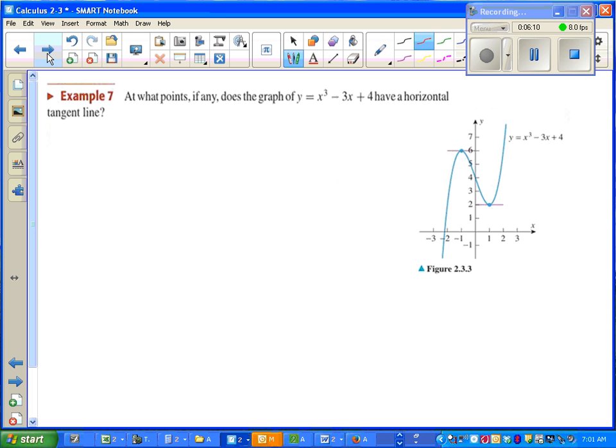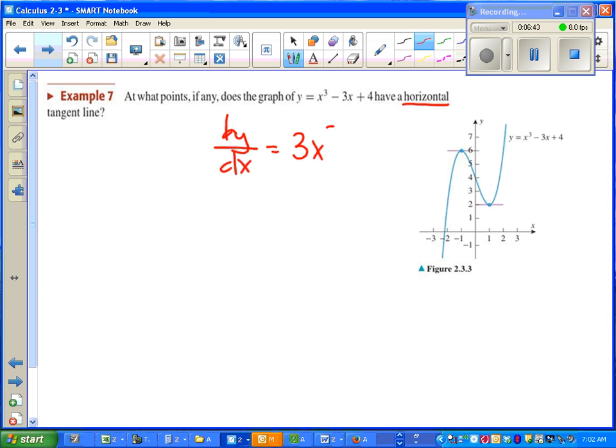Example 7 says, at what points, if any, does this graph have a horizontal tangent line? Think about what it means to have a horizontal tangent line. Specifically, what slope do we have to have if we have a horizontal tangent line? Think about that for a few seconds. If you thought that our slope must be 0, you'd be right.